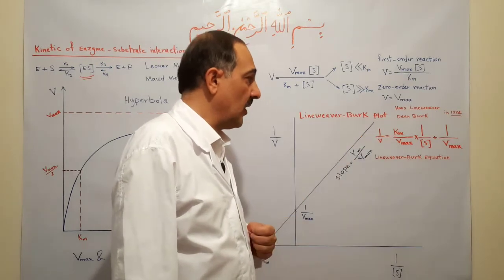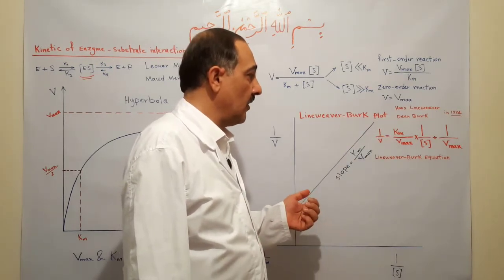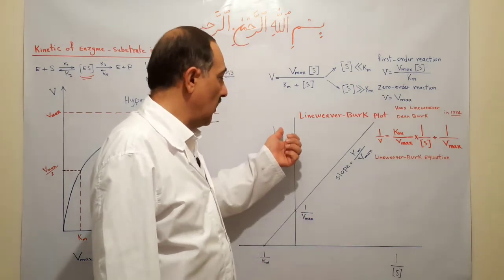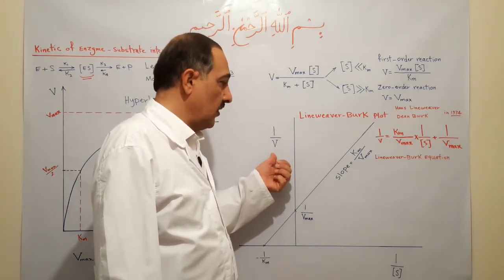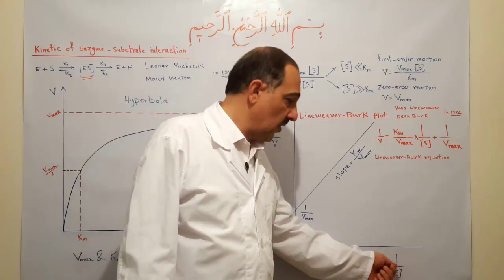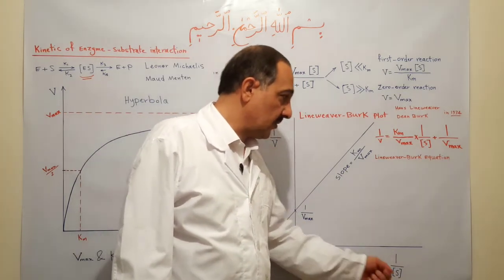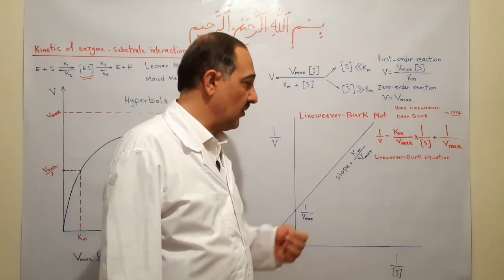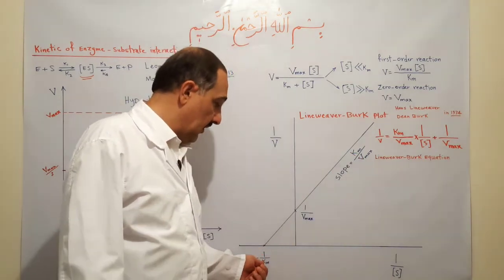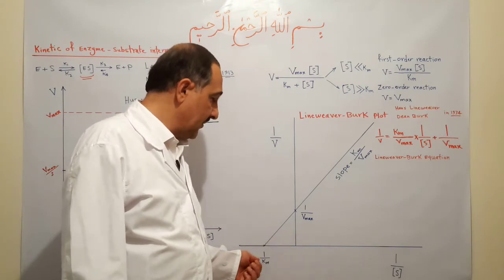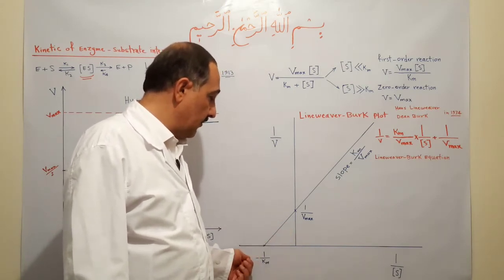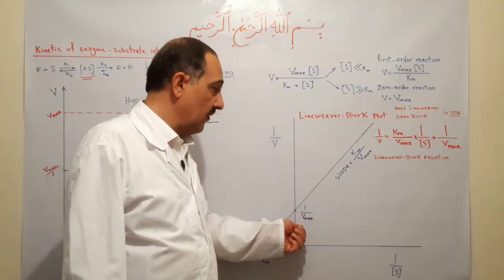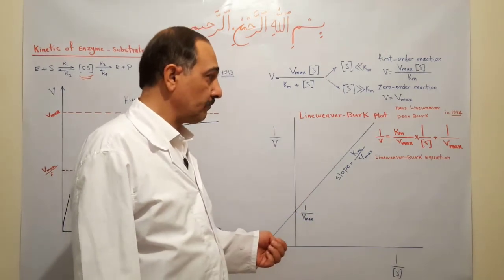Lineweaver and Burke plot is a straight line in which 1 divided by V is depicted versus 1 divided by substrate concentration. A slope of this straight line is Km divided by Vmax, and X and Y axis intercepts are minus 1 divided by Km and 1 divided by Vmax respectively.